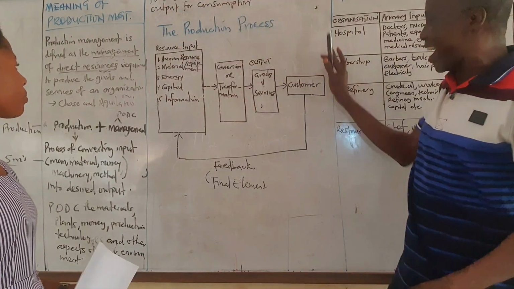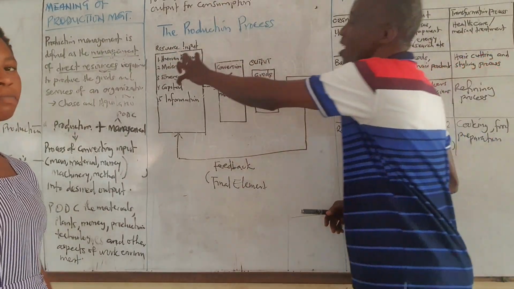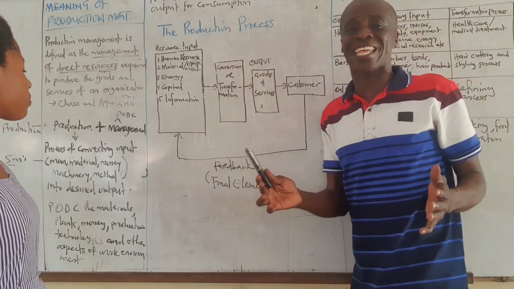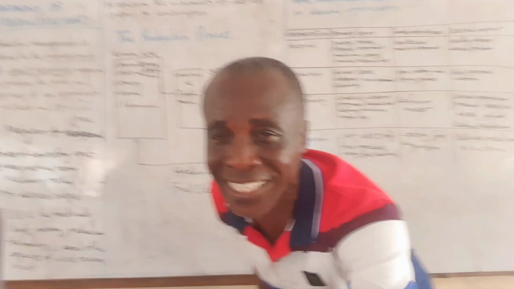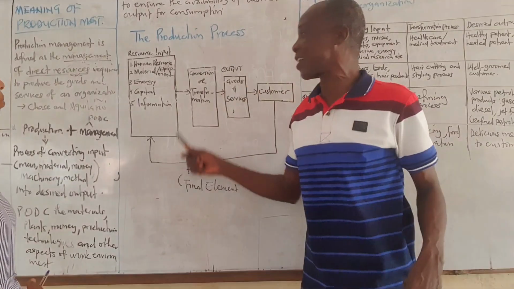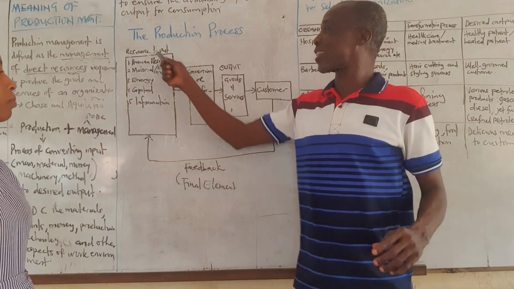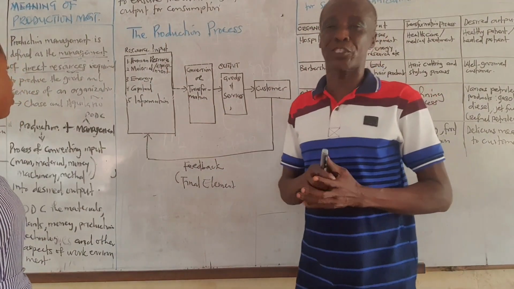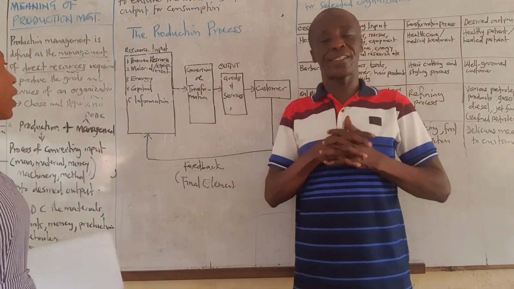So this thing you see here is a system. The production process, the whole thing is a system, and each one here is an element. Every system has various elements. You look at this one, the resource input. What are the resource input? Human resource. Material or equipment, the material resource or the equipment. Energy.